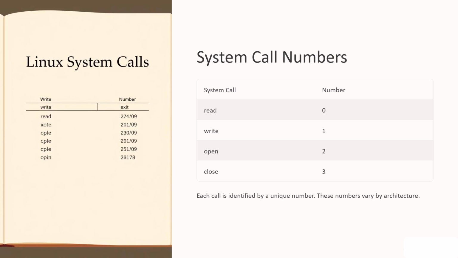System call numbers in the Linux operating system. The read system call has number 0, the write system call has number 1, the open system call has number 2, and the close system call has number 3. Each call is identified by a unique number. These numbers vary by architecture.